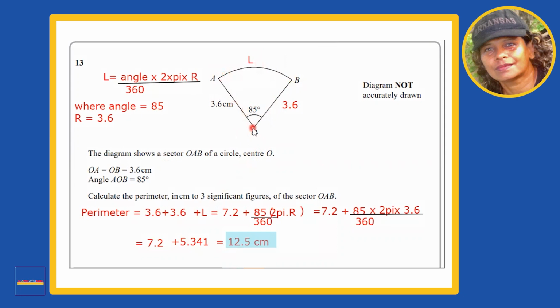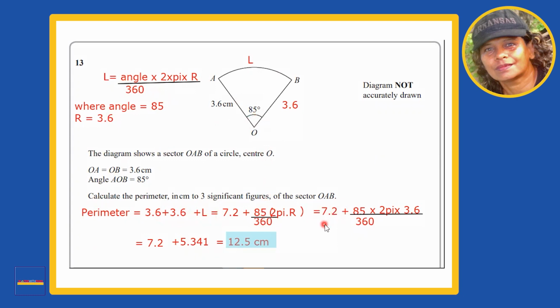Now we already know that AO and OB is 3.6 each. To find L, we can use the formula. The arc length is the angle over 360 into 2 pi r. Now here the angle is 85 and the radius is 3.6. So the perimeter is going to be 3.6 plus 3.6 plus L. 3.6 plus 3.6 is 7.2. L is going to be theta, or the angle, 85 over 360 into 2 pi r.